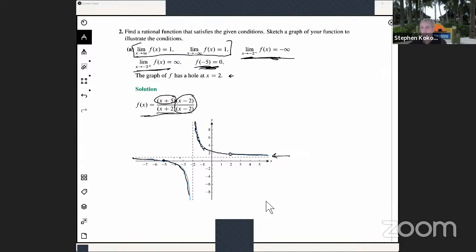Hey, cool, pretty good. Are there other ways to write this function and satisfy these conditions, Vicky? Yeah, you're absolutely right. And we might leave that as sort of a challenge. Can you produce another rational function that has these same characteristics and graph? I think that'd be a great challenge.